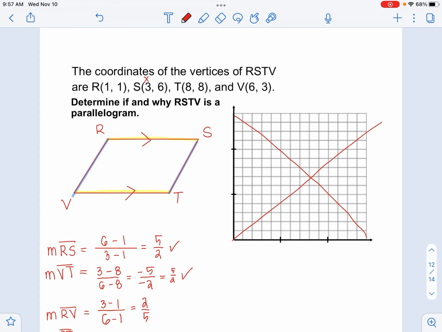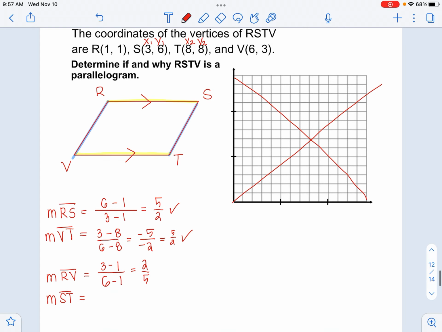All right, now I'm going to erase that, and I have ST. So I'm going to call this x1, y1, x2, y2. All right, y2, which is 8, minus y1, which is 6, over x2, which is 8, minus x1, which is 3. That's 2 over 5. So the question is, are these two lines parallel? 2/5 and 2/5, they sure are. So these two lines are parallel.